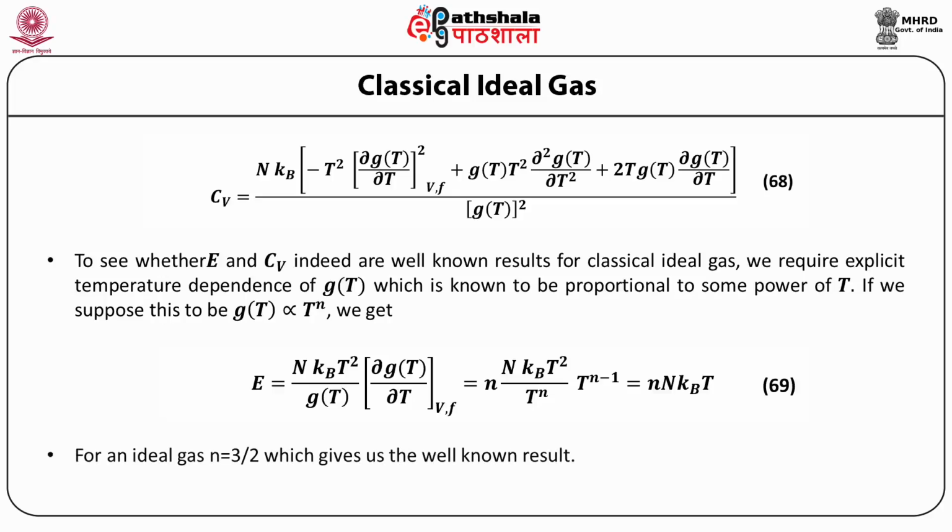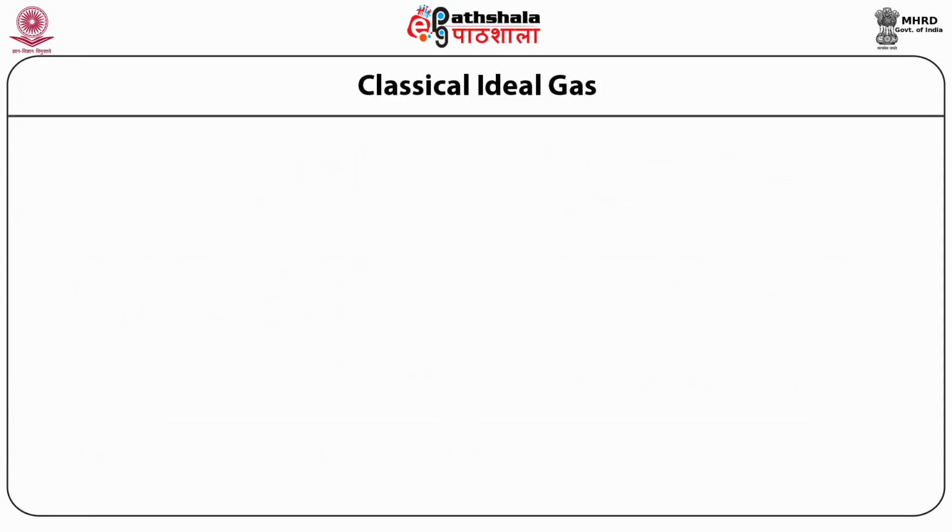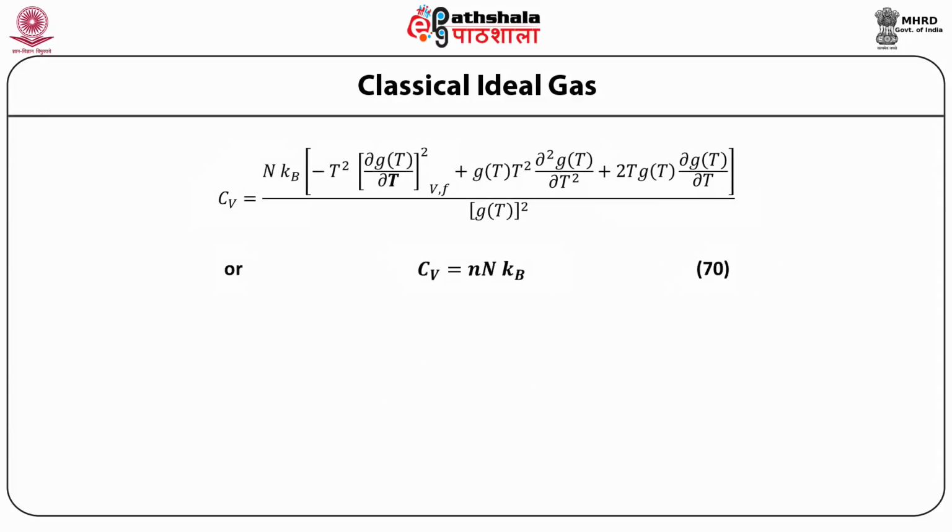For an ideal gas, small n is equal to 3 by 2, which gives us the well-known result. Similarly, using the expression for Cv, we can obtain Cv is equal to small n times capital N times kB. Once again, the well-known result. Entropy can also be obtained by eliminating f from 65 and 62.